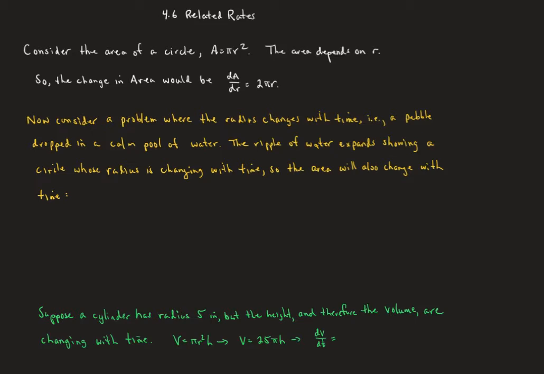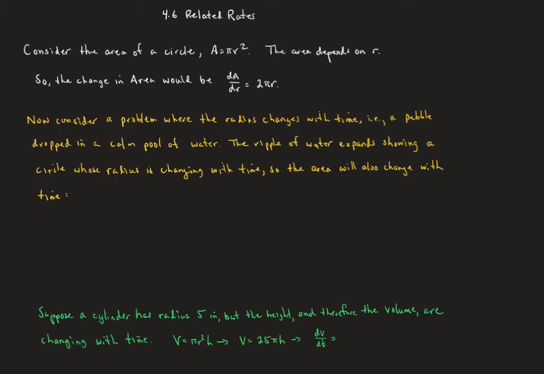So consider the area of a circle. Area A equals pi r squared. So in this scenario, the area depends on the radius. So we would say the change in the area would be represented by dA/dr, the derivative of area with respect to the radius, which would be just 2 pi r. So r is the independent variable and A is the dependent variable. Straightforward calculus example.